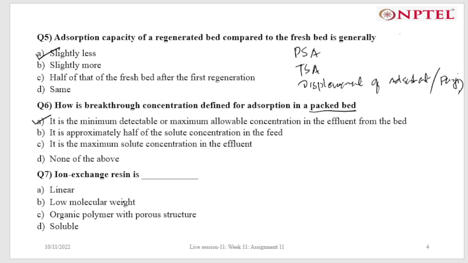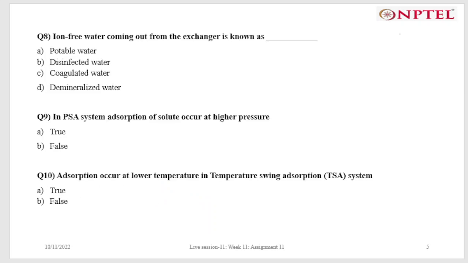Question 7. Ion exchange reagents is... options are given: linear low molecular weight, the organic polymer with porous structure, soluble. The answer of question 7 is C. Organic polymer with a porous structure.